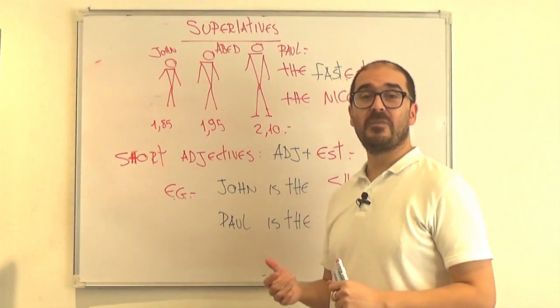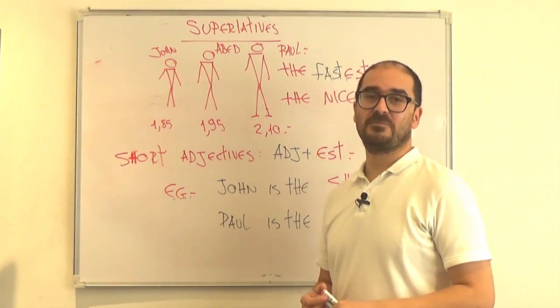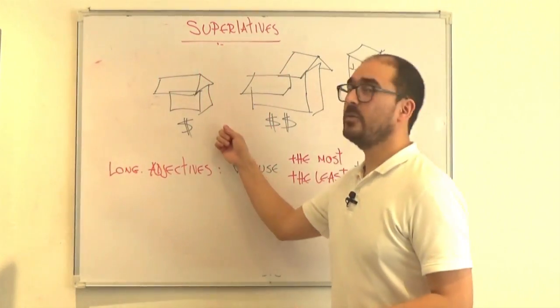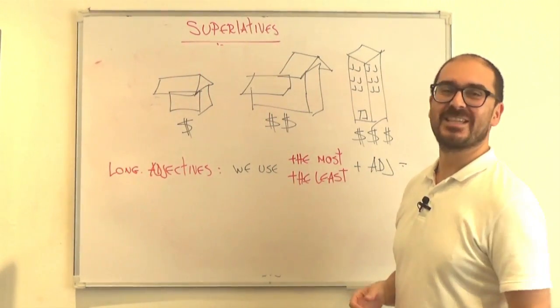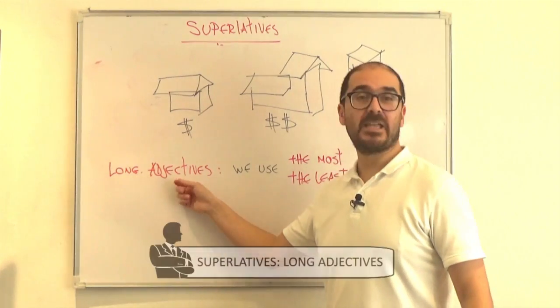Now we're going to do the same thing with long adjectives. Now we're going to talk about real estate. Oh, I'm just kidding. We're going to talk about long adjectives.